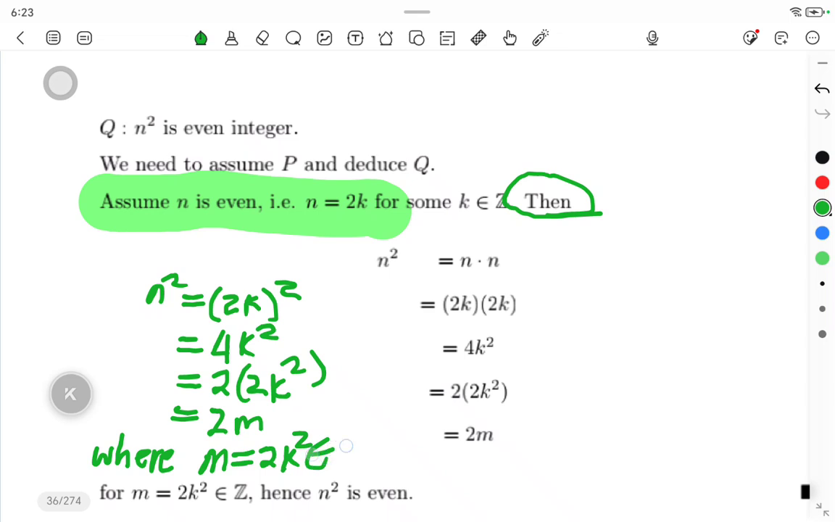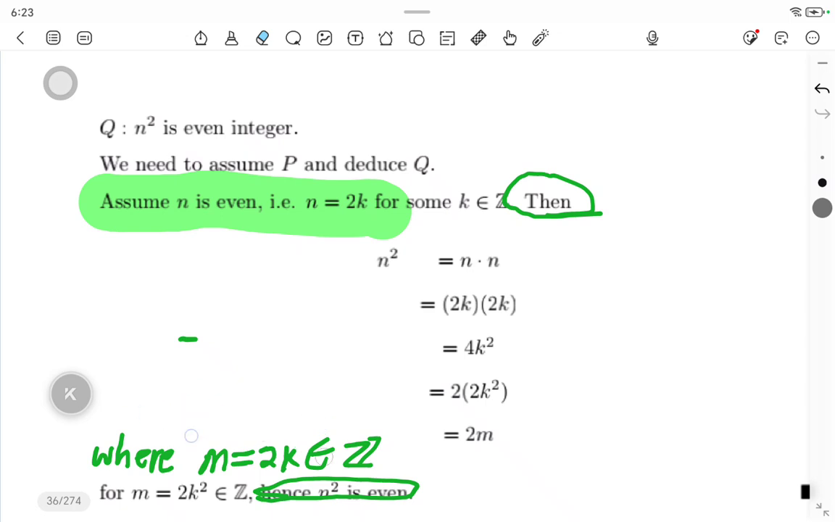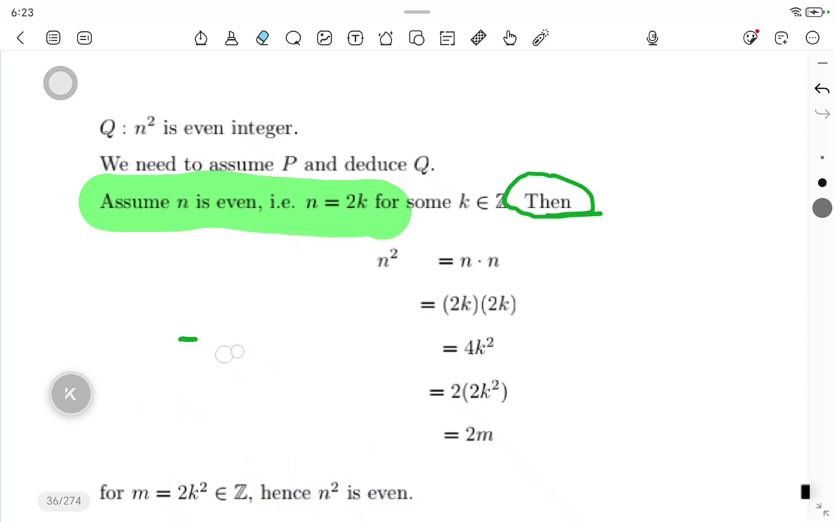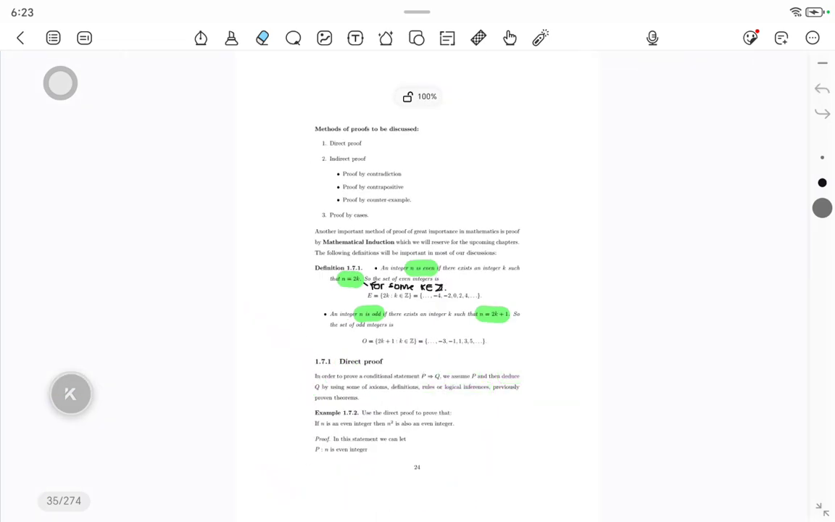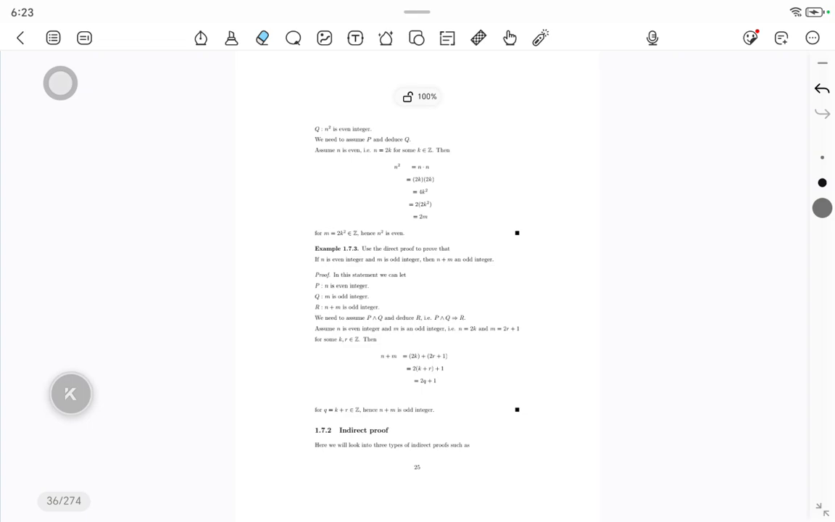You're supposed to keep it like this. Remember, whatever they use in your guide, you should always follow the steps. Then we say hence n squared is even. Then we deduce. You see, right? And then, yeah, I think now we can try to do one question together and see if we can get it correctly. So let's see.